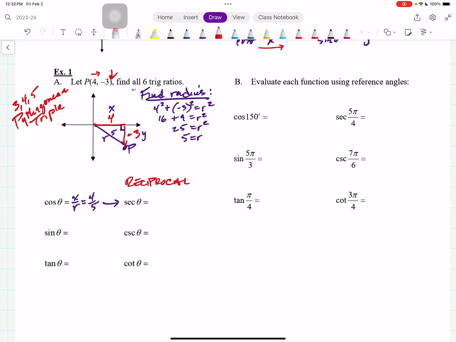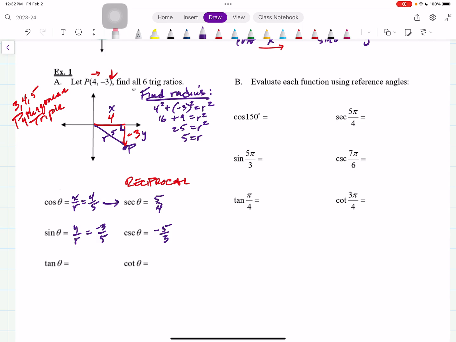So if you know one, you know the other one, okay? Reciprocal. So what do we have? Let's take a look. The reciprocal of 4/5 is 5/4. Sine of theta is y divided by the radius, y to r, and this is going to be negative 3/5. Then the reciprocal of that is negative 5/3, okay?